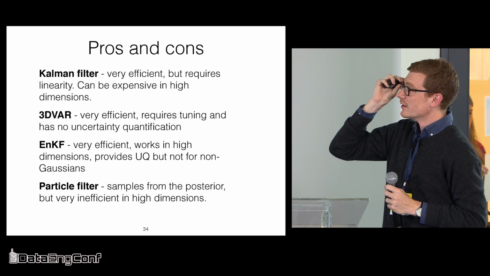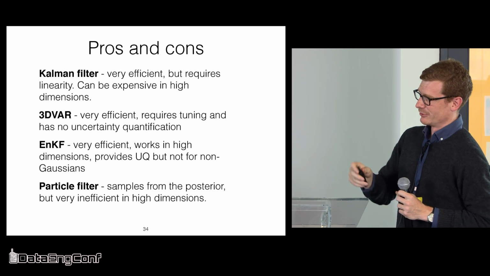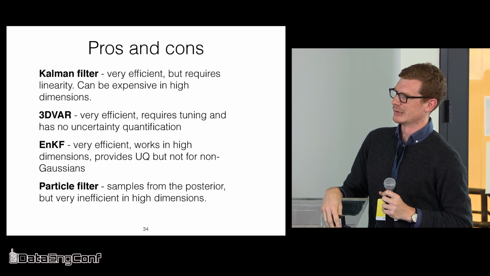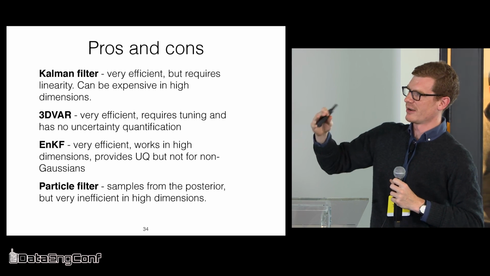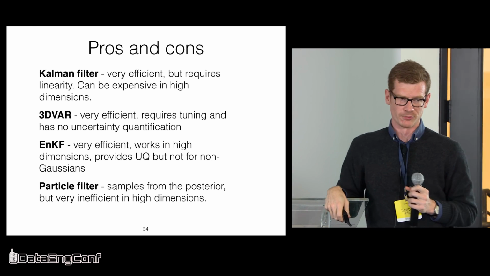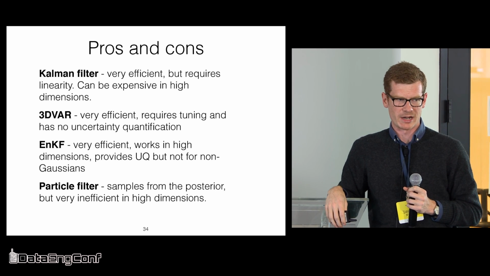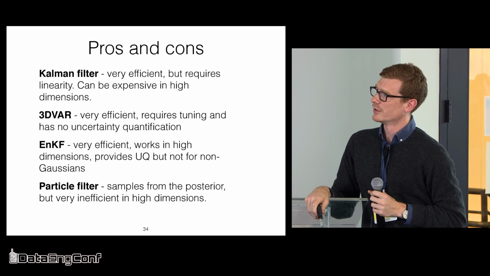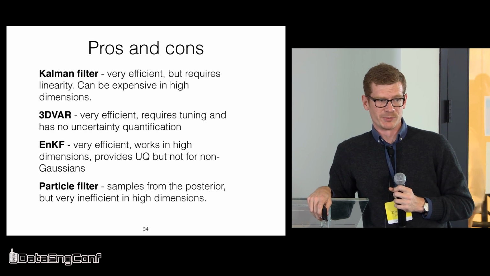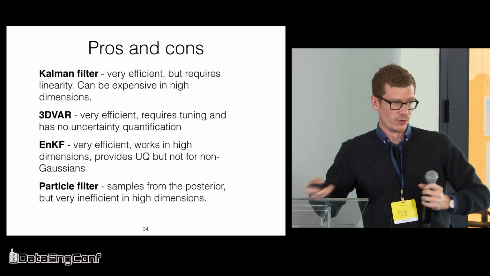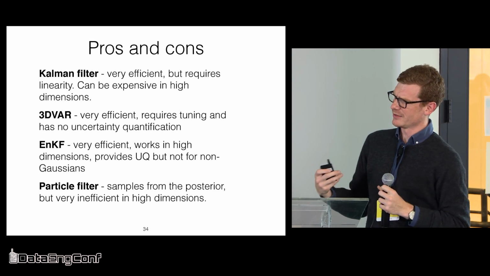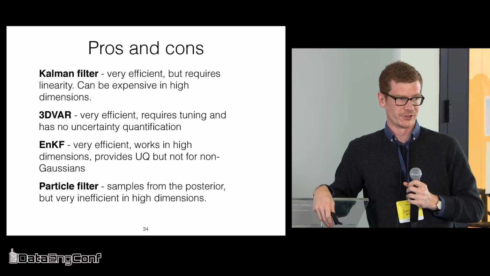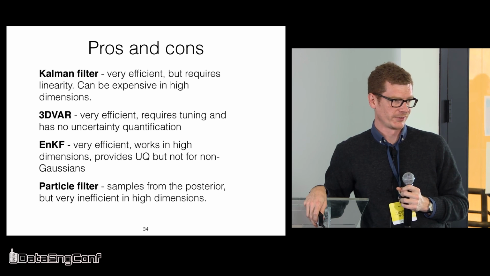So the four things that I've introduced, well, the last one I haven't really introduced, essentially what researchers are trying to do now is they're trying to expand, figure out in what directions these things don't work, and in what they do, and see if they can break the barriers between them. So Kalman filter has the obvious barrier of only working for linear models. 3D VAR works for nonlinear models, but has terrible uncertainty quantification, no uncertainty quantification. EnKF is extremely efficient, works in high dimensions, gives you some UQ, uncertainty quantification, but not for non-Gaussians.